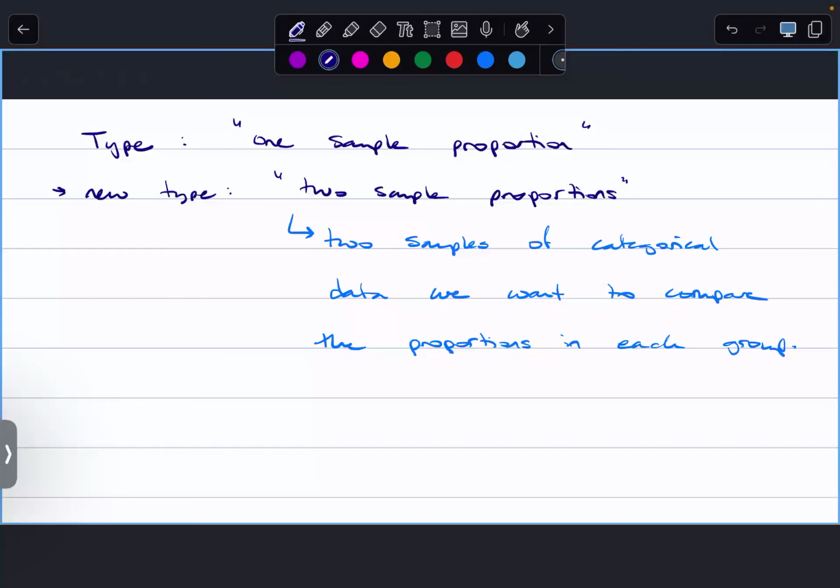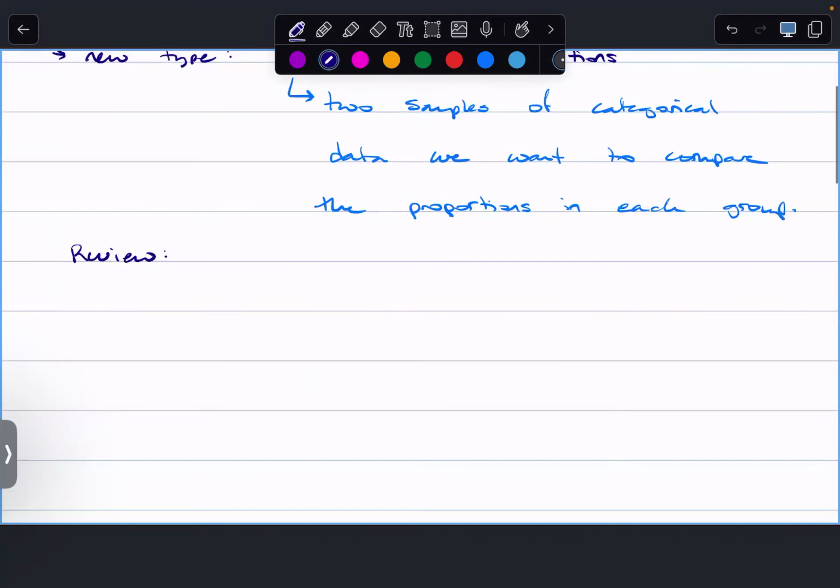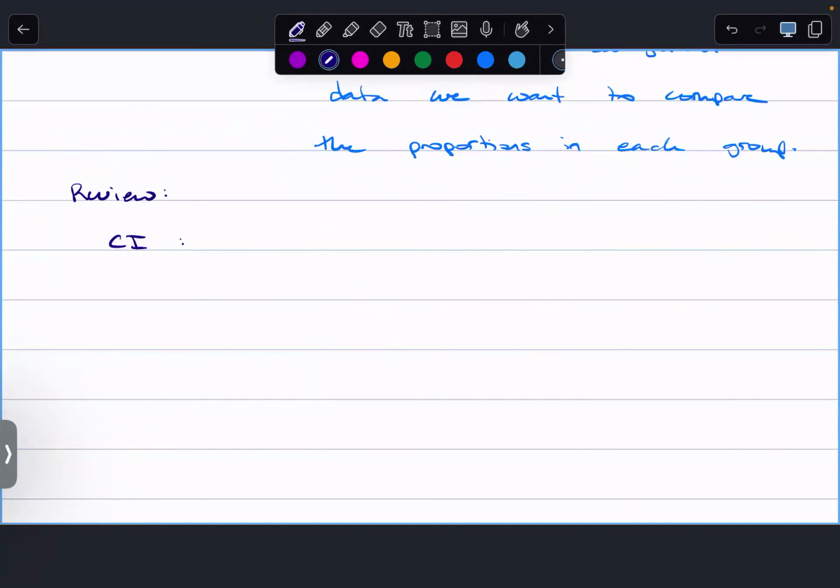Just as a little bit of review, because we're going to rely on it today, previously on DSCI 228: to build a confidence interval, we have some point estimate, plus or minus some critical value, times the standard error of the point estimate.